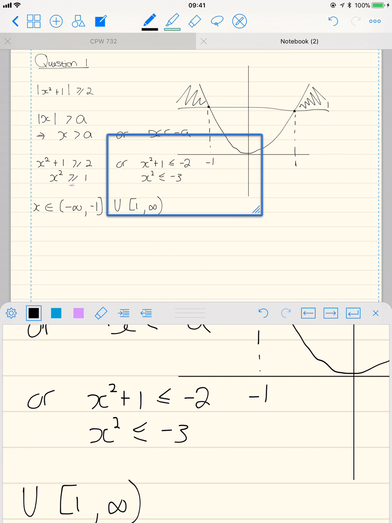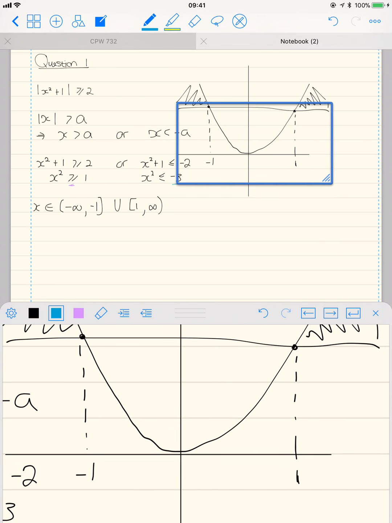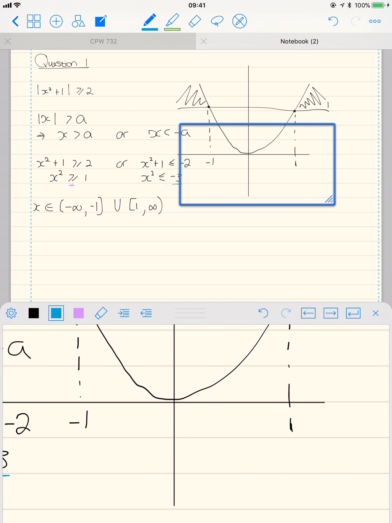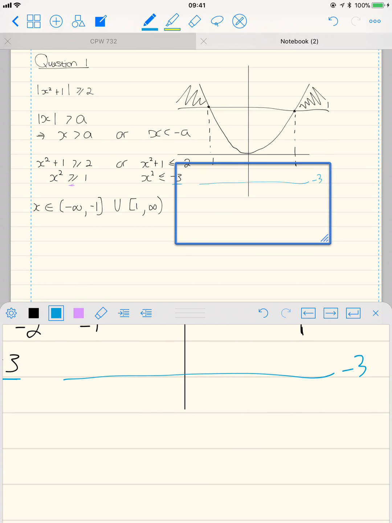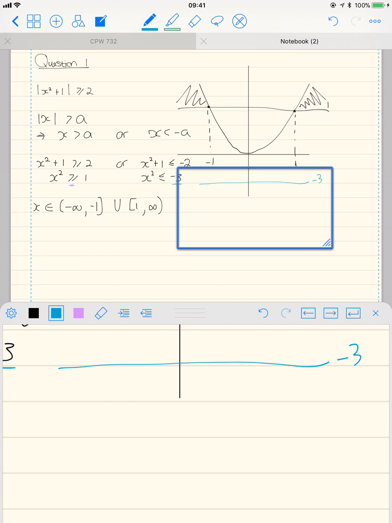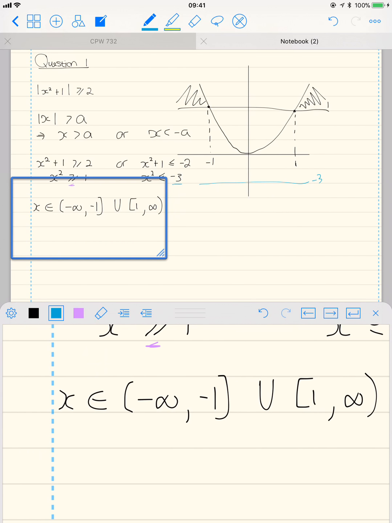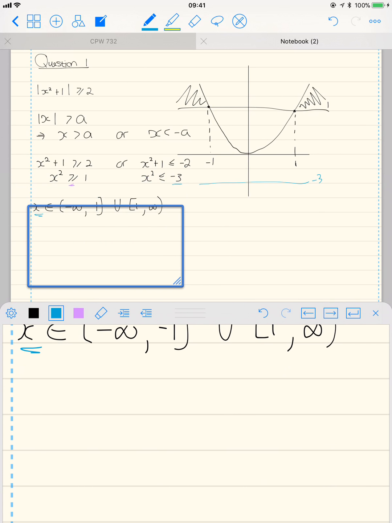Now we look at the second part, which said we want x squared to be smaller than or equal to minus 3. If you look at the x squared graph, you can see that minus 3 is going to be somewhere here at the bottom. All of the values of x squared are going to be above minus 3, which means for the second part, there's no solution. So we only have this one. So in the end, when you look at the multiple choice options, it is equal to option D.